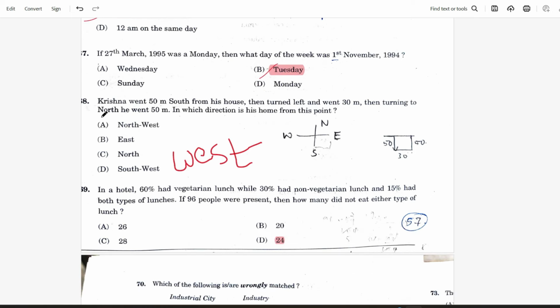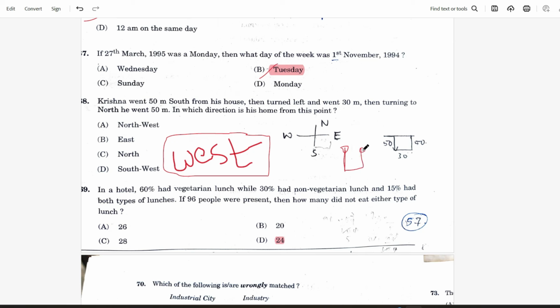So about question number 68, exactly west is the right answer, but there is no option of west. Northwest, east, north, southwest are there, but the exact option is west, because Kishan went 50 meters south from his house, then turned left 30 meters, then turned north 50 meters.